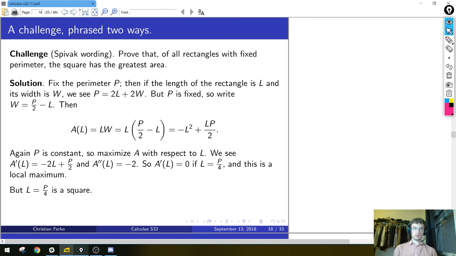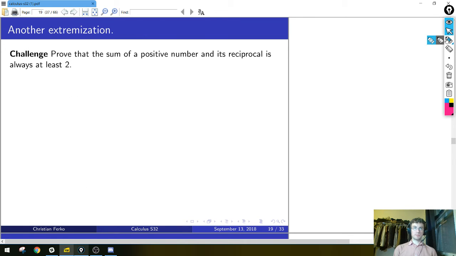All right, we can go faster through this one. Similar to the last problem, another extremization problem. We want to prove that the sum of some positive number and that number's reciprocal is always at least 2. So the goal will be to write down a function which represents the sum of a positive number and its reciprocal, minimize that function, find the smallest value, and show that that minimum is at least as big as 2.